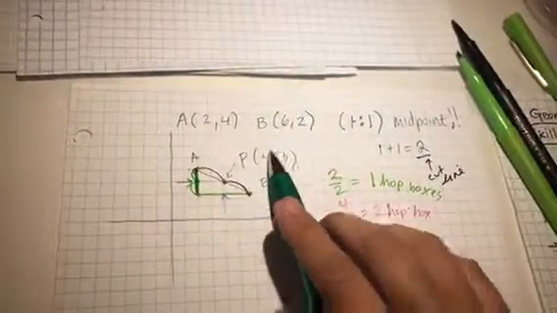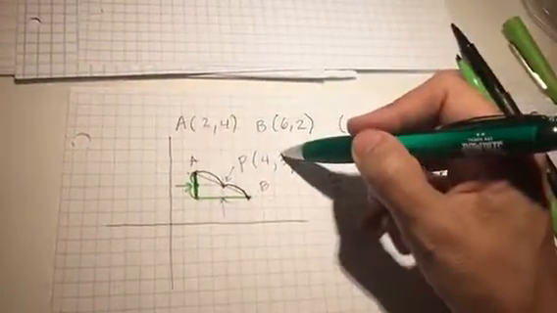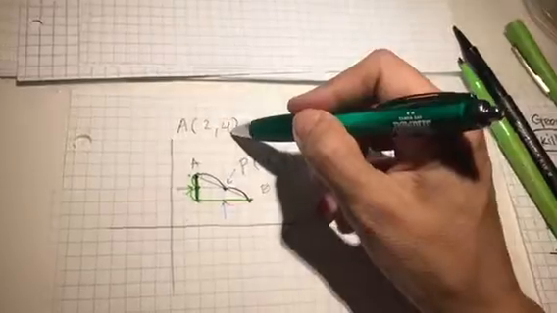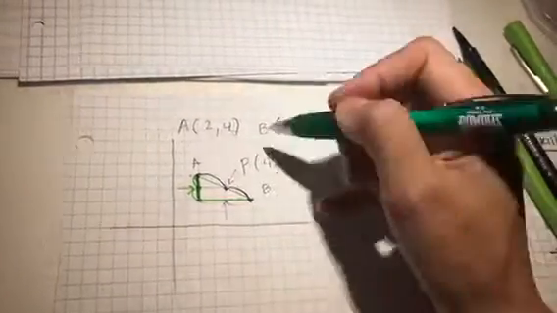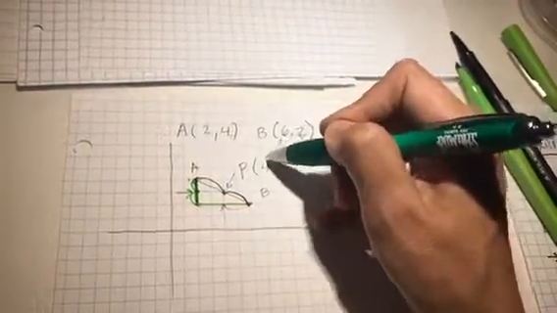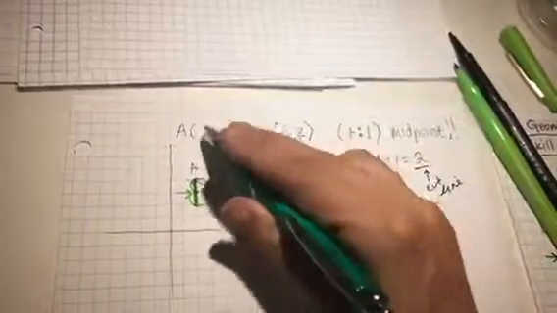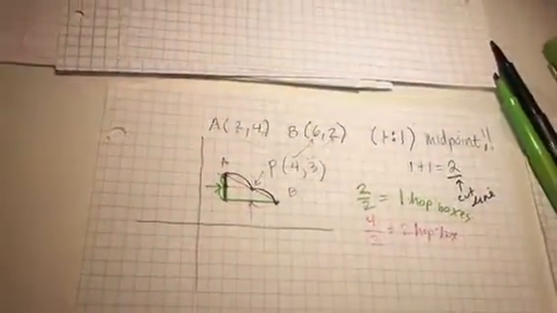Now I want to show you something that's kind of interesting. Notice that the number 3, the y-coordinate, is halfway between the number 4 and 2. Notice the number 4 is halfway between 2 and 6. So that should make sense.